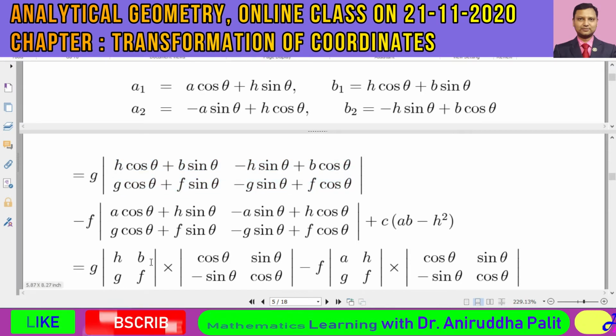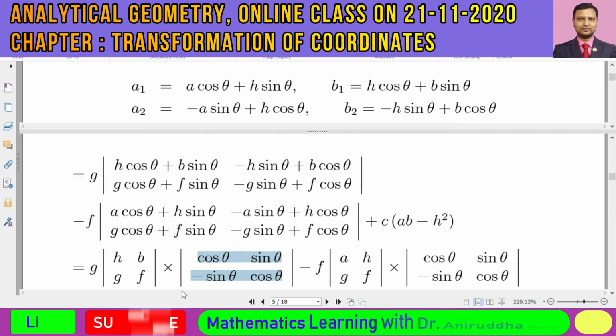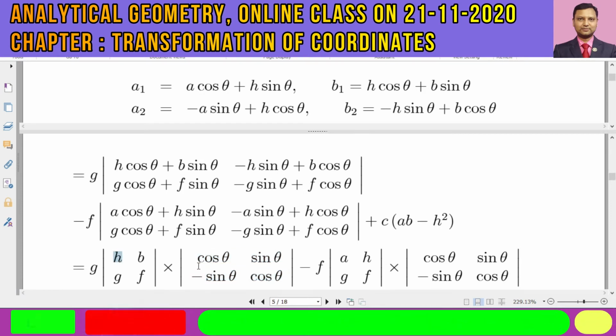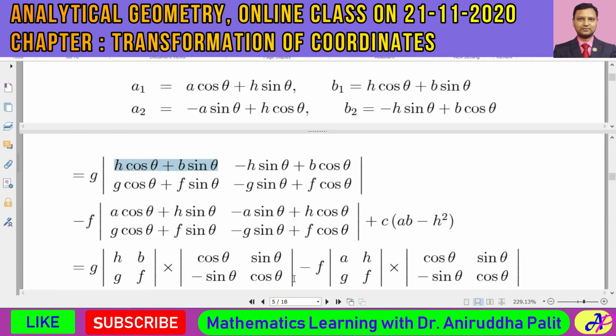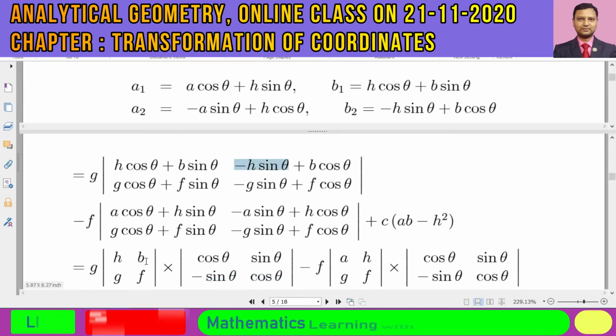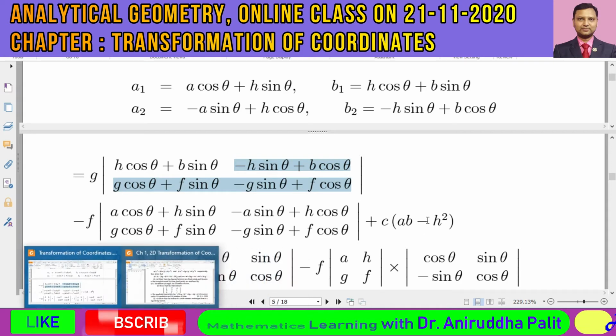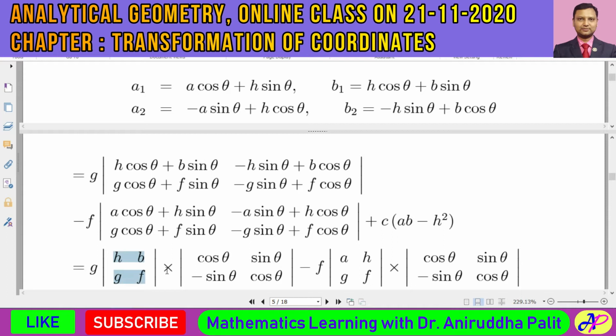Over here, you see, if we consider a determinant h b g f, this kind of determinant, if we multiply it by the same kind of determinant as I discussed earlier, row into row multiplication, h into cos theta plus b into sin theta, this would give us h cos theta plus b sin theta. Now we have this first row multiplied by this second row. So we would have h into minus sine theta, that means minus h sine theta plus b into cos theta, so plus b cos theta. In this way we can express all the terms of the determinant as the product of these two determinants.